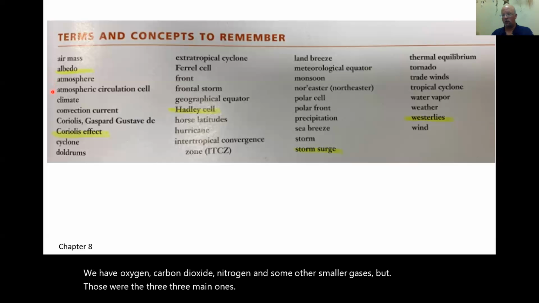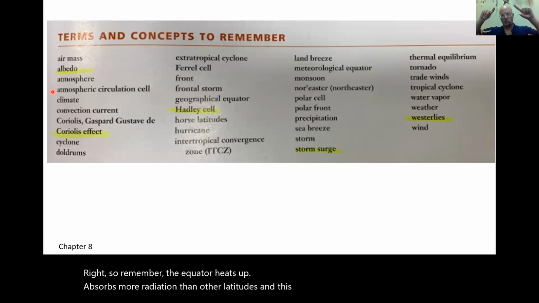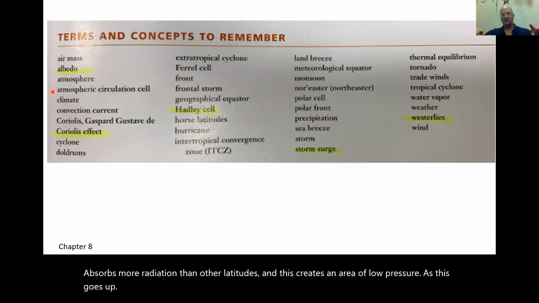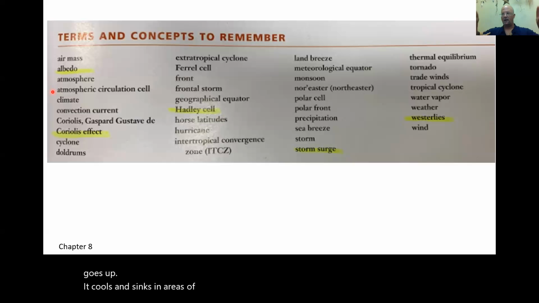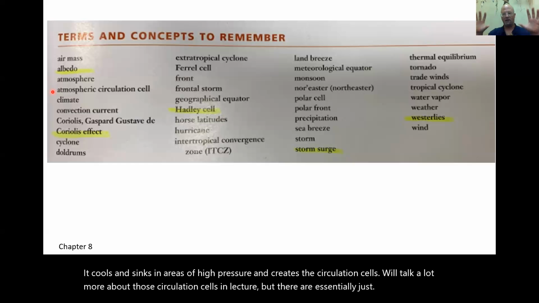Now, within the atmosphere, just like with the ocean, just like with a pot of water, when you boil it, you create movement, right? So remember, the equator heats up, absorbs more radiation than other latitudes, and this creates an area of low pressure. As this goes up, it cools and sinks in areas of high pressure and creates these circulation cells. We'll talk a lot more about those circulation cells in lecture, but they're essentially just areas that are moving in the atmosphere.